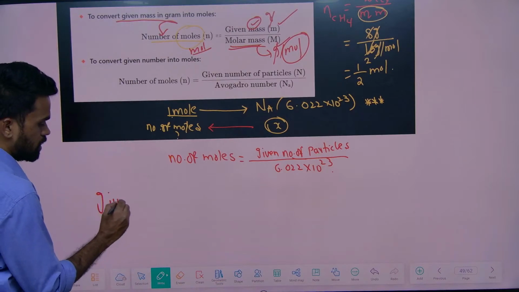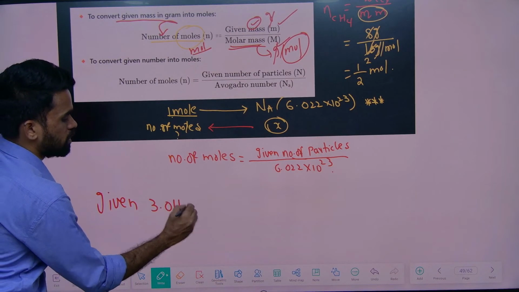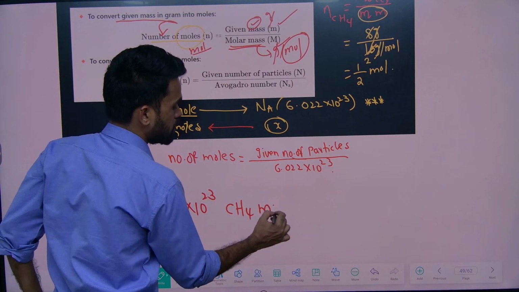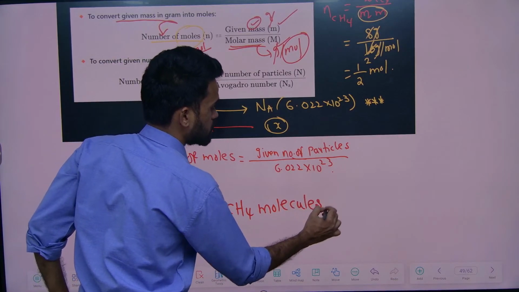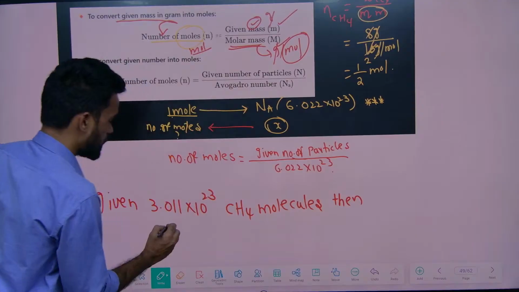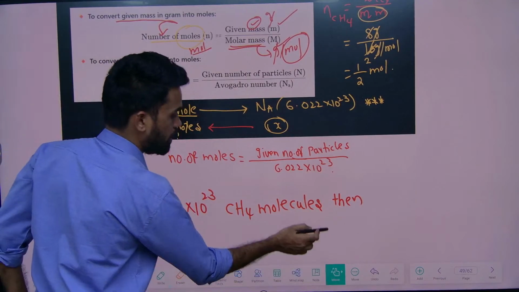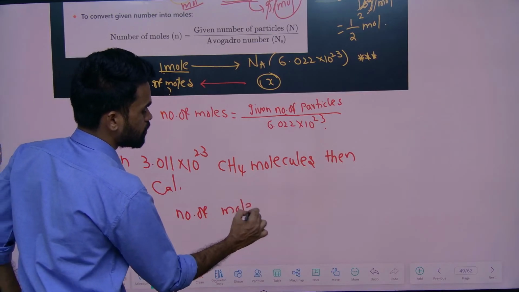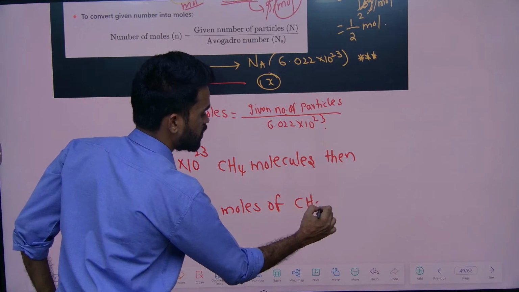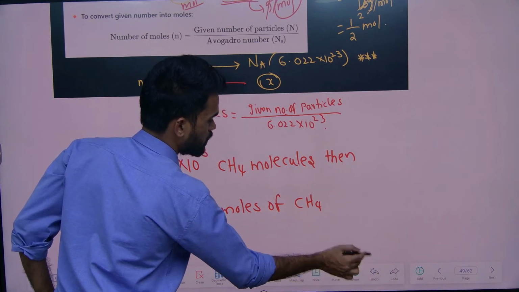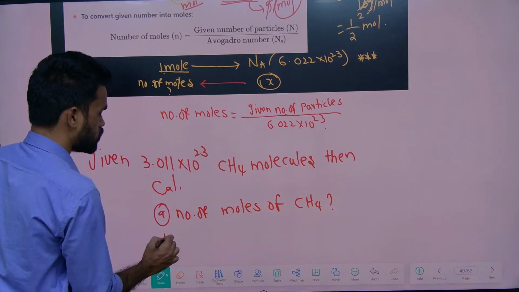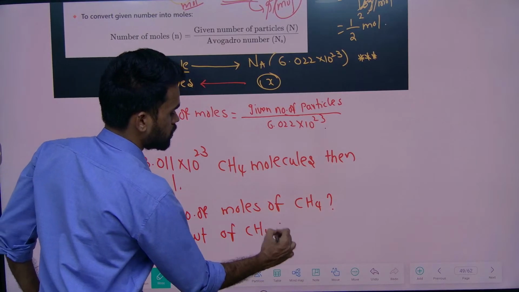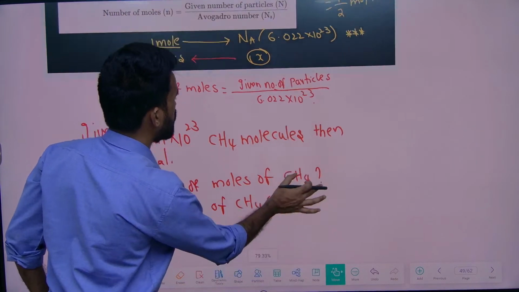Given 3.011 into 10 power 23 methane molecules. Then they will ask you like this: calculate the number of moles of methane, and second, what is the weight of this methane, the weight of methane in grams. Like this they will make two questions by giving some data.